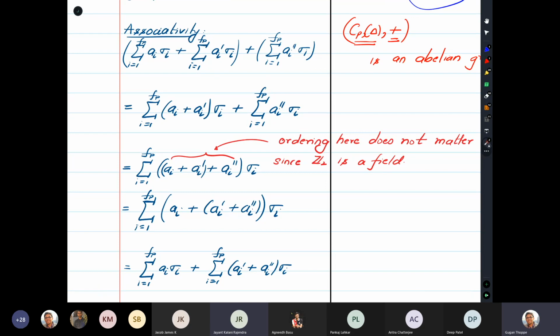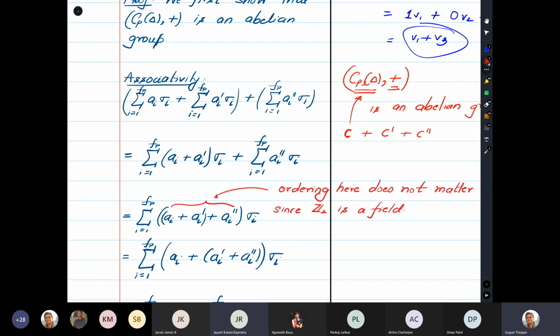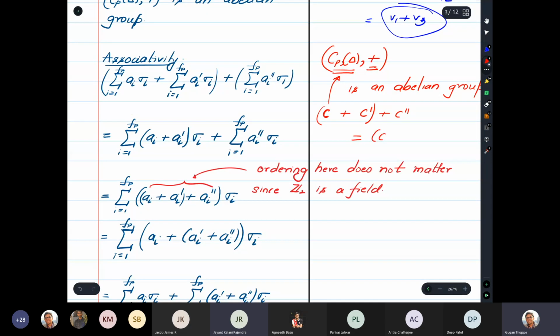All right, so recall what we want to do. We want to first prove associativity. What does associativity mean? Recall that we take elements from this set: let's say C is one p-chain from C_p delta, C prime is another p-chain from C_p delta, and C double prime is the third p-chain. What we want is that the way in which you add these things doesn't matter. Let me write this down first and then I'll explain.